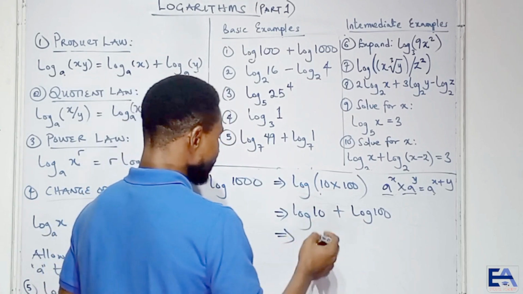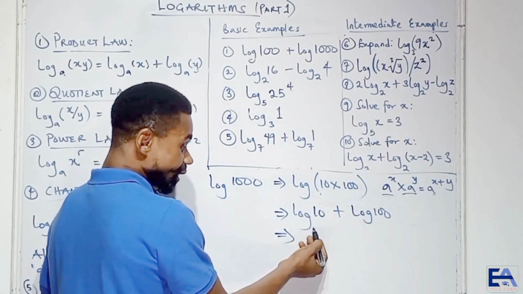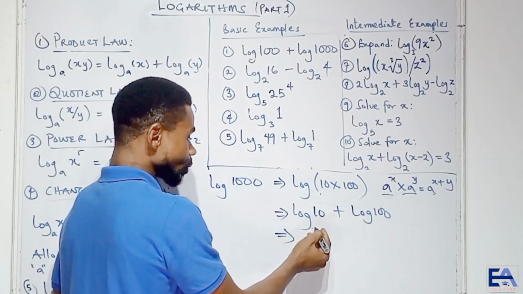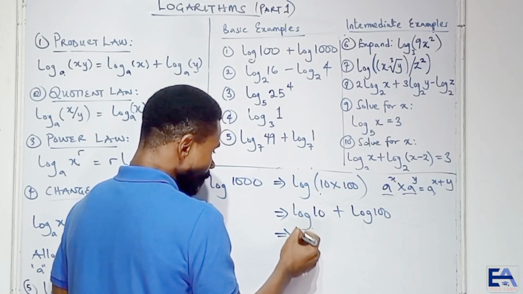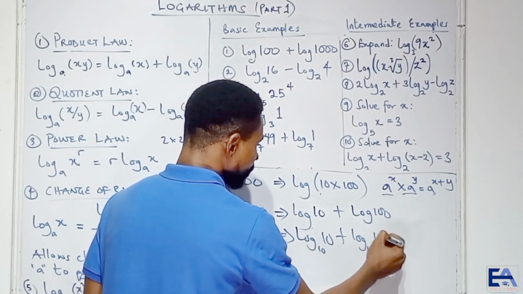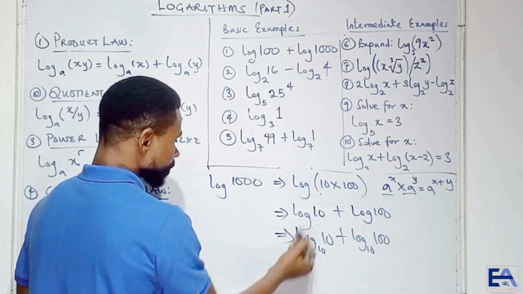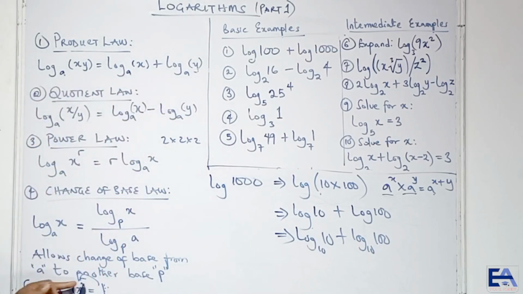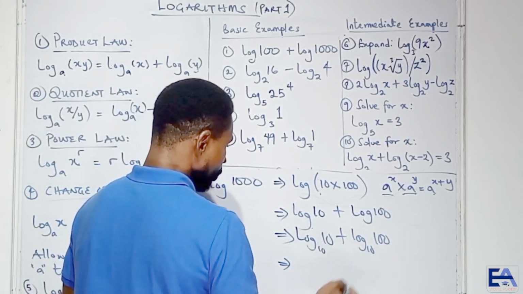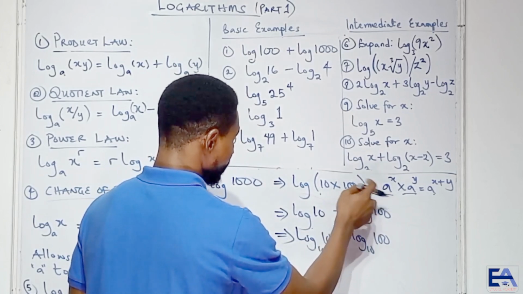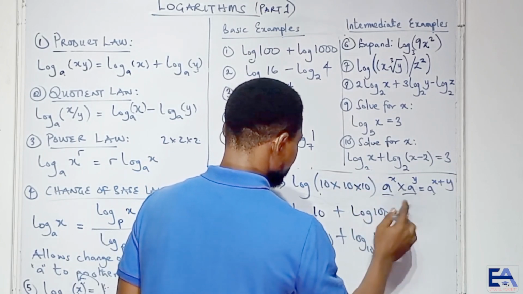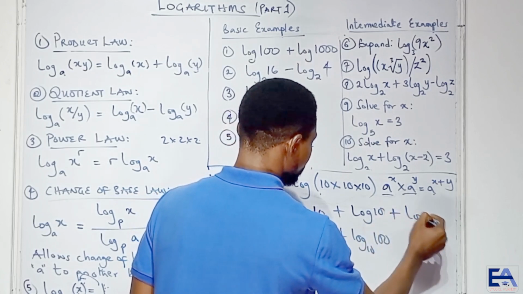In that case, I told you that when the base is not written here, it is the same thing as base 10. So to help yourself, you can make it look like log 10 to base 10 plus log 100 to base 10. Logarithm of the same base is equal to 1, just like what we have here: log x base x is equal to 1. Even this, you can further break down into log 10 plus log 10 plus log 10.